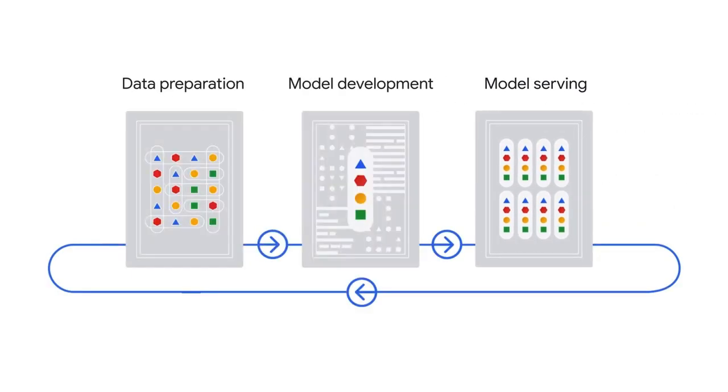Compare this process to serving food in a restaurant. Data preparation is when you prepare the raw ingredients. Model development is when you experiment with different recipes. And model serving is when you finalize the menu to serve the meal to customers.